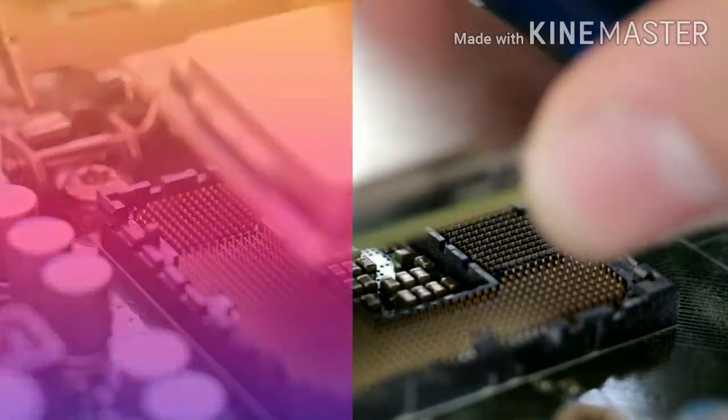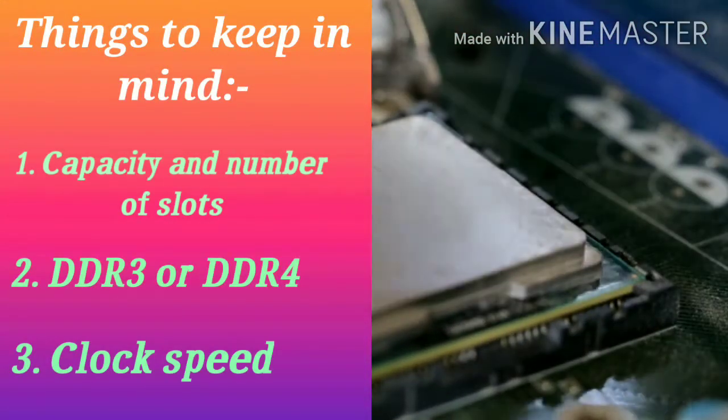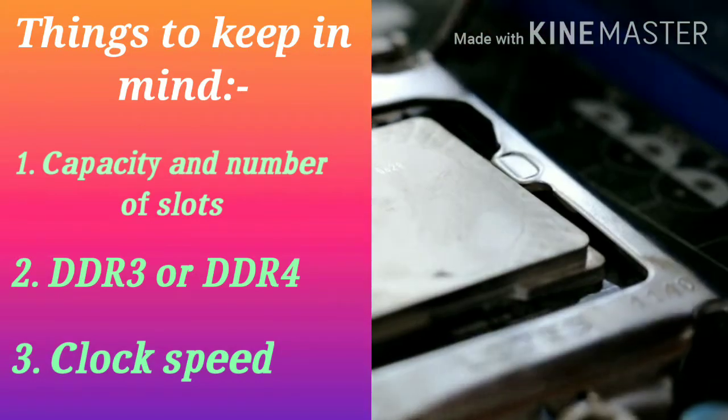Okay guys, so the things you have to keep in mind are: number 1, capacity and number of slots; number 2, DDR3 or DDR4 RAM; and number 3, the clock speed.